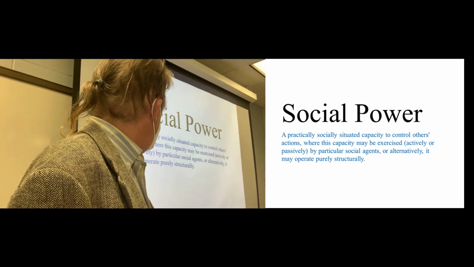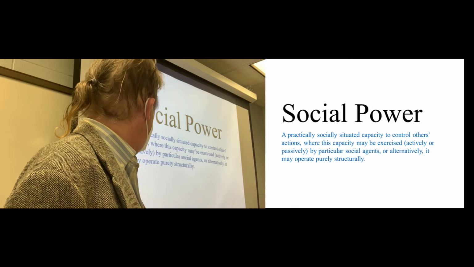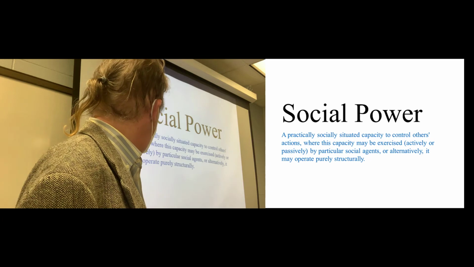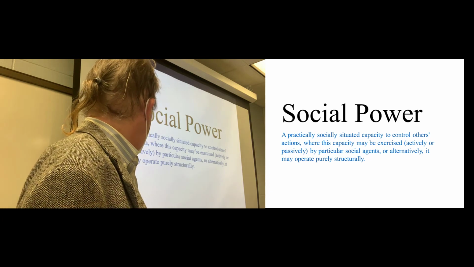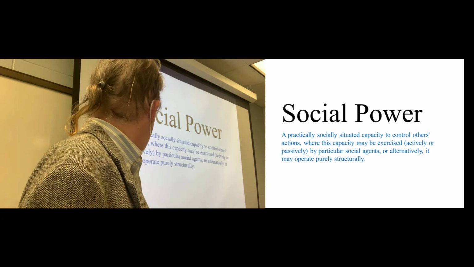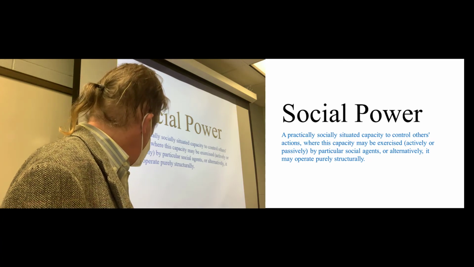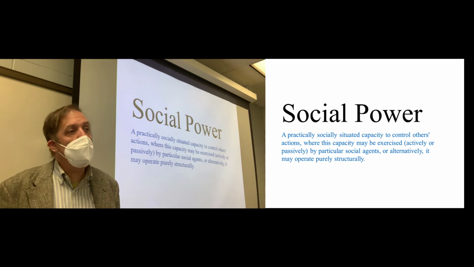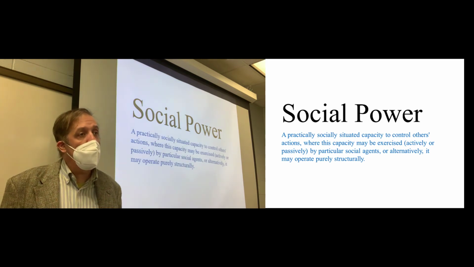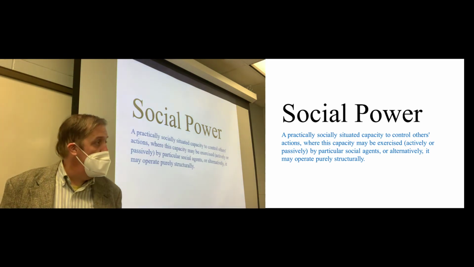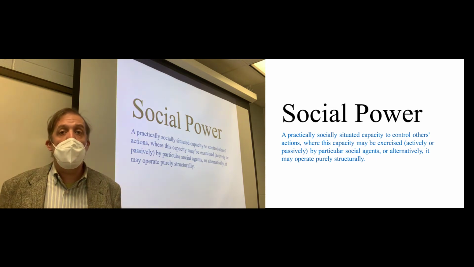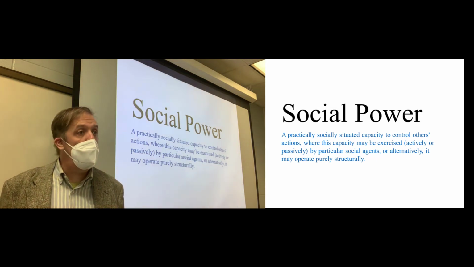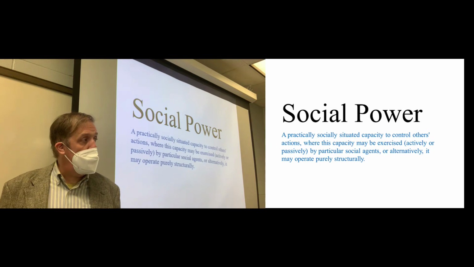Practically situated social capacity to control others' actions, which can be exercised passively or actively, or it can operate purely structurally. Social power is power to control social reality. Social reality is created through people's behavior. Social power is essentially the ability to influence other people's behavior. It's really that simple.